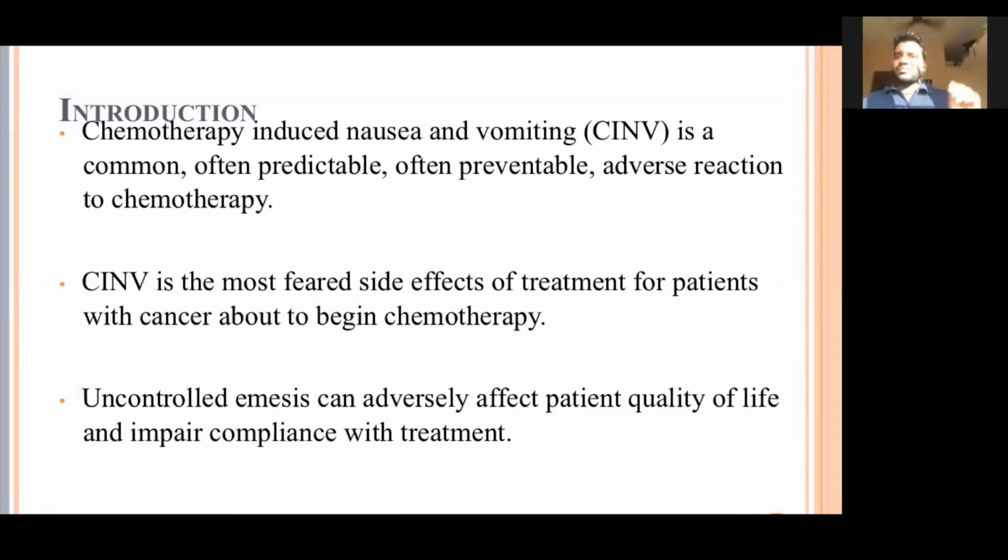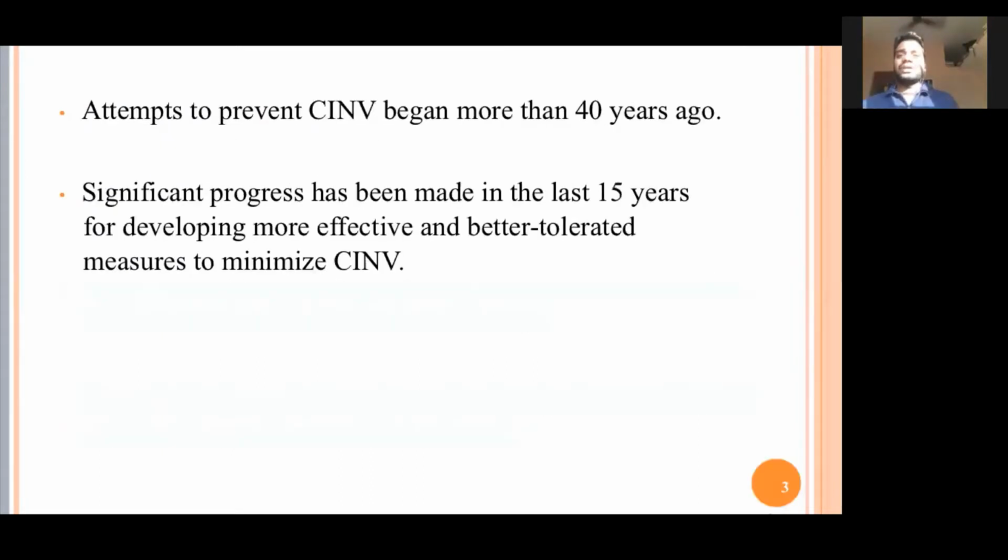And because this is very common, the patient will know that he or she is going to have nausea or vomiting. It's one of the most feared side effects of chemotherapy treatment. The problem is that ultimately the patient will have a low quality of life, and because of that they will try to avoid the treatment. They will not be very compliant with the treatment. They will have some kind of aversion.